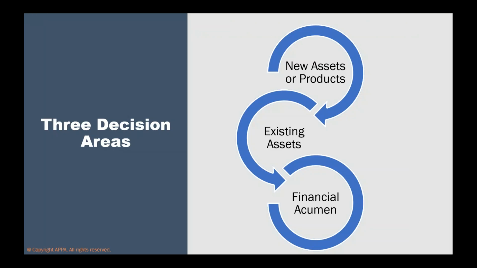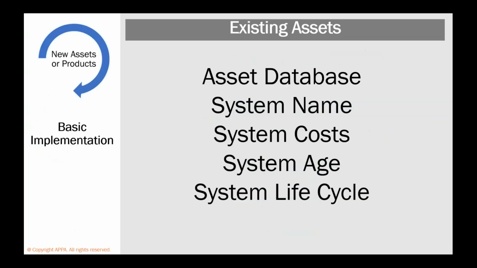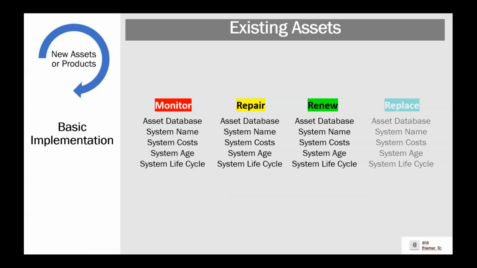So let's take a look at our existing assets and what's needed for a basic implementation and then a mid and a complex. So for basic, it's just the summation of our estimated past costs plus our estimated future costs. And these are for each of the 5 decision areas: do nothing, which is just monitor the asset, repair it, retrofit or renew it, and then replace it. We use the same 5 data elements because you have multiple scenarios. You're going to need an asset database, system name, system cost, system age, and system life cycle. So 5 data elements there are needed. With existing assets, what you're doing is creating predictive scenarios out into the future, and the difference between each of these data elements is the costs. That's where the change occurs, and that's what you're analyzing with total cost of ownership.